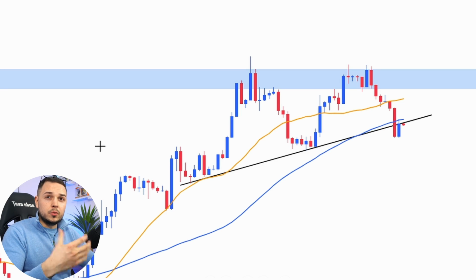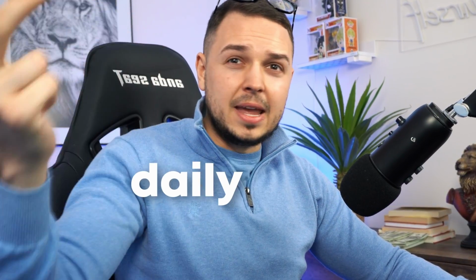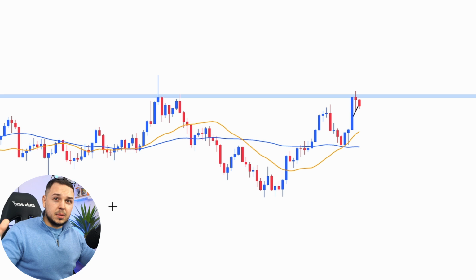So I love using moving averages when I scalp the Forex market. So 20 and 50 moving averages. What you want to do is reverse engineer everything. Monthly, weekly, daily, 4-hourly. Maybe it's excessive because you're going to be scalping. However, I do it personally.